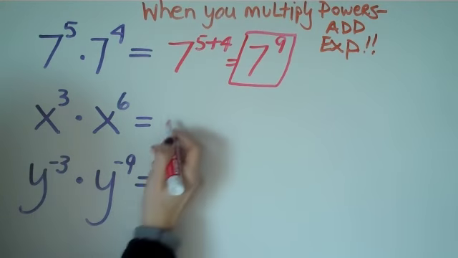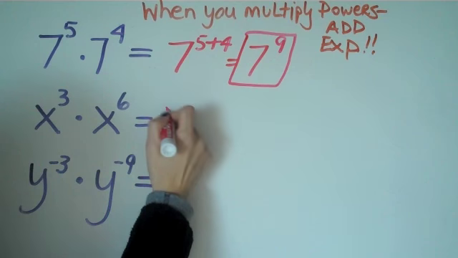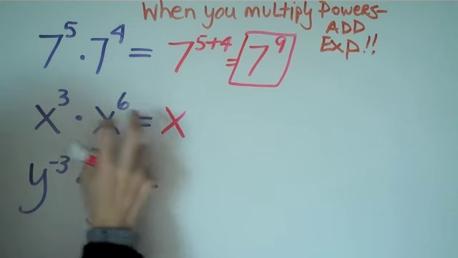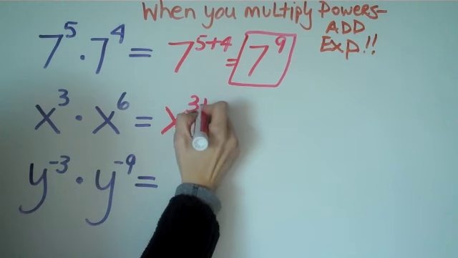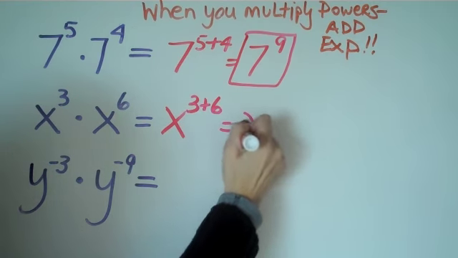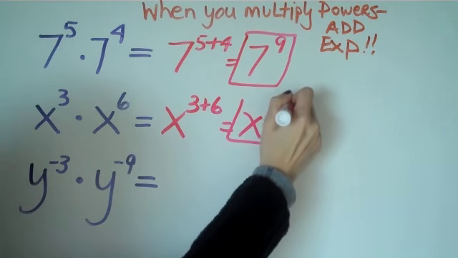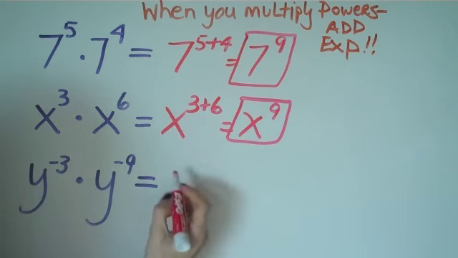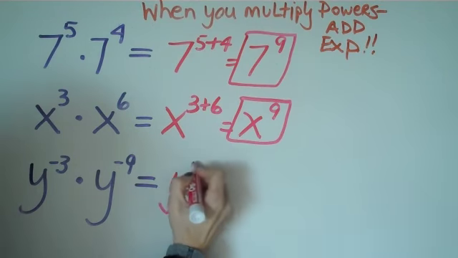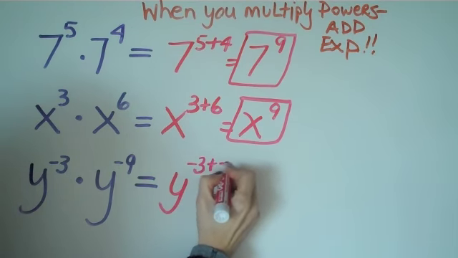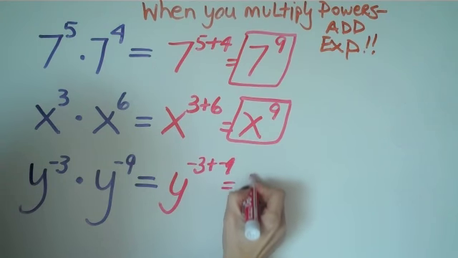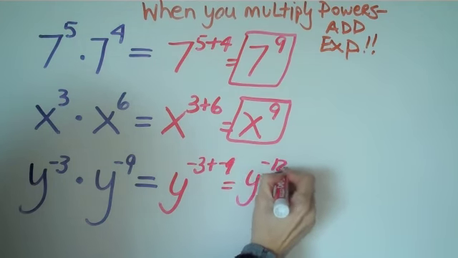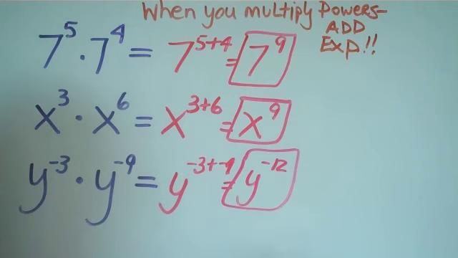Okay, so what about this? x to the 3rd times x to the 6th. Again, we're just going to add the 3 plus the 6, and you get x to the 9th. And since we don't know what x is, we're just going to leave it like that. y to the negative 3 times y to the negative 9 becomes y to the negative 3 plus negative 9, which equals y to the negative 12th power. And that's it. Really simple, really straightforward.